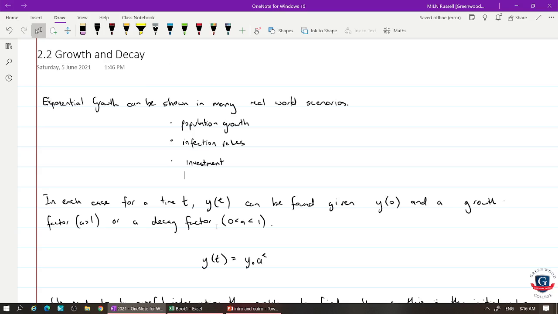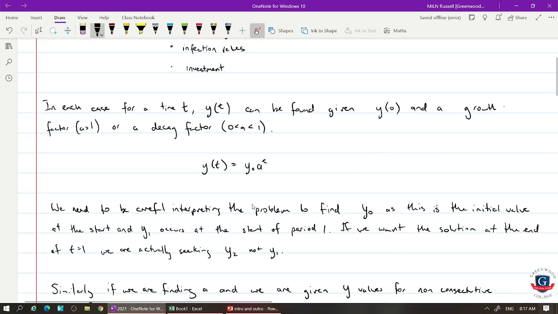population, or the initial infection rate, or the initial amount being invested, and some sort of growth factor or a decay factor. If it's a growth factor, a will be greater than 1, and if it's a decay factor, it'll be between 0 and 1. So we end up with this equation here. Yt equals y0 a to the power of t.